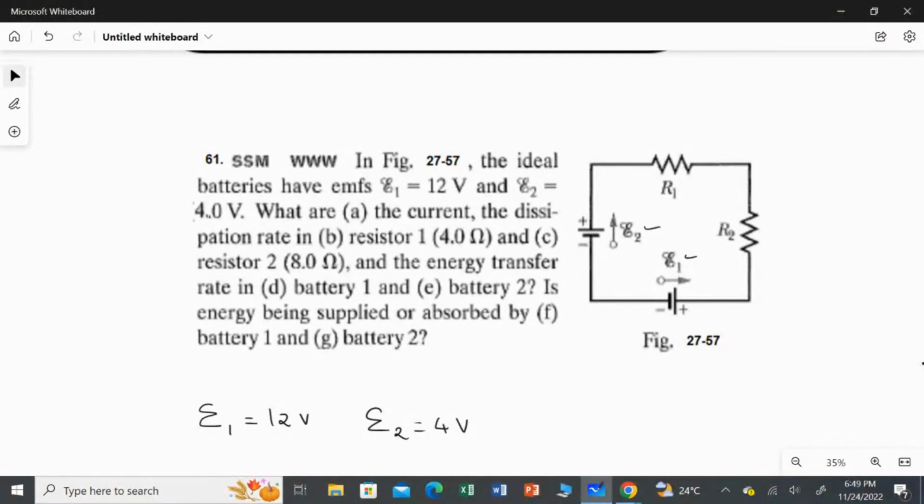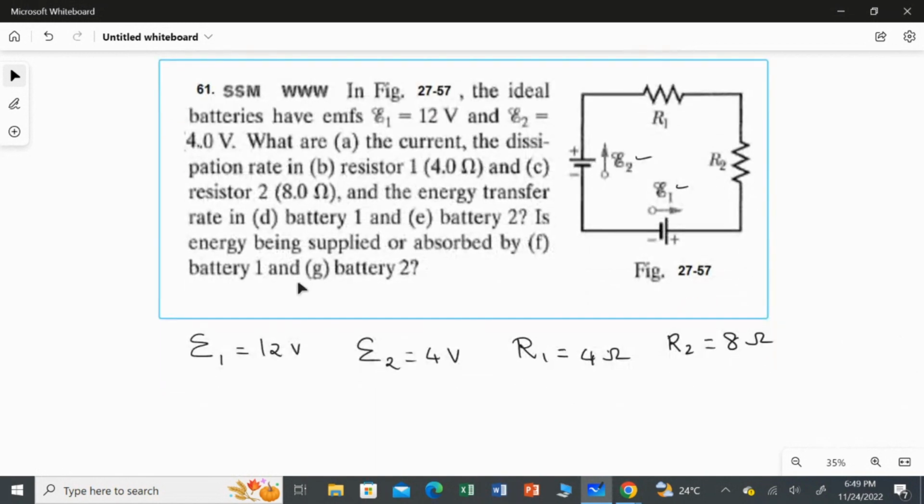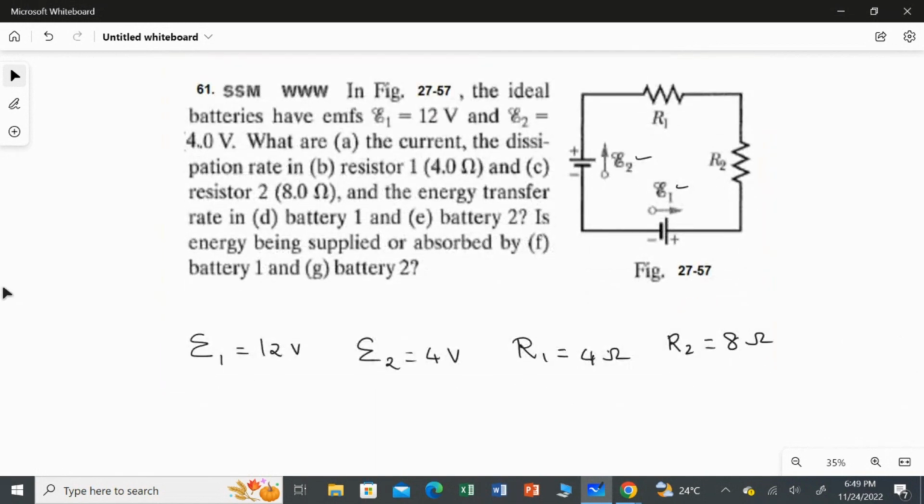And also we have two resistors connected in the circuit, am I right? So R1 takes the value of 4 ohm and R2 is 8 ohm, right? Now by using these values, we are going to answer 7 questions. So let's read one by one and answer one by one. Clear? Okay. What is given in the first question?